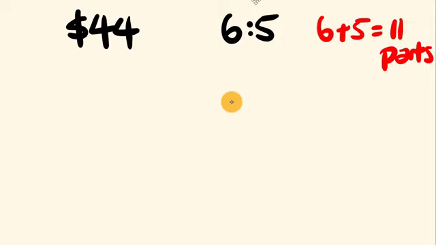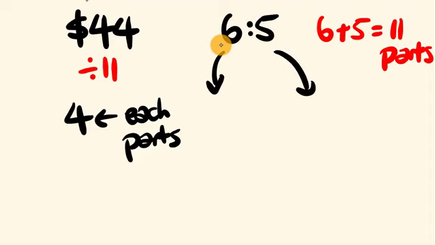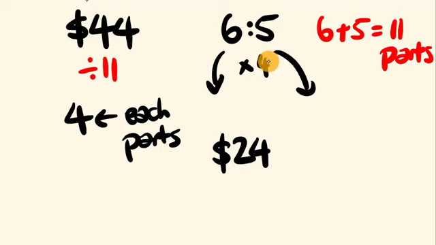All right, let's divide 44 up into 11 parts. 44 divided by 11, this is equal to 4. And this is each part is worth $4. Okay, one person's getting 6 parts, the other person's getting 5 parts. We're going to multiply both of these by $4. So 6 times 4, this person here gets $24. 5 times 4, this person here is going to get $20. And as you can see there, 20 plus 24 adds up to 44. We've divided $44 up into a ratio of 6 is to 5.